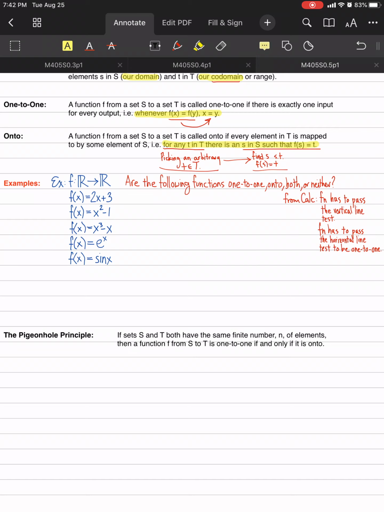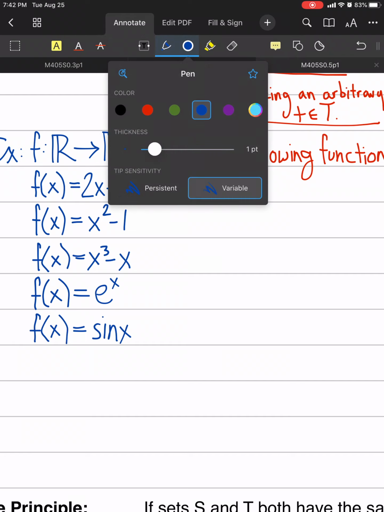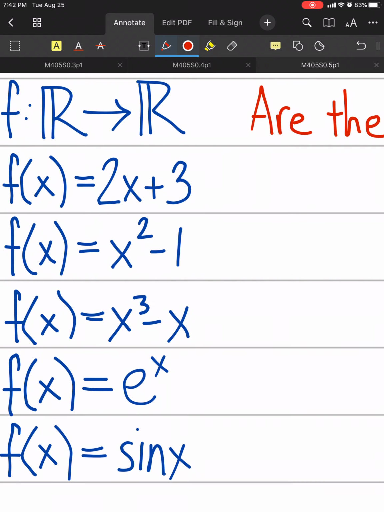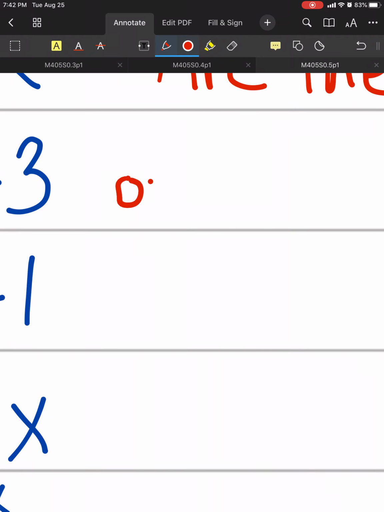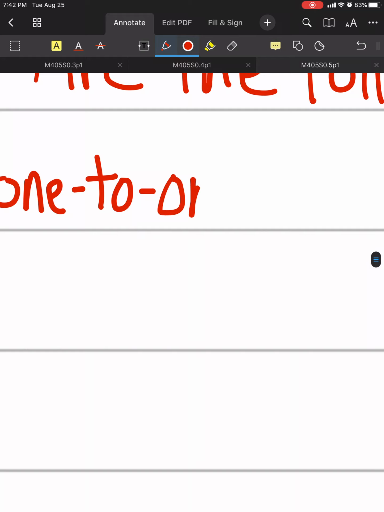And I am back. All right, so let's actually talk about this. The first one, let me put these in red here. Okay, so the first one, f of x equals 2x plus 3. What you should have found for this one is one-to-one and onto.